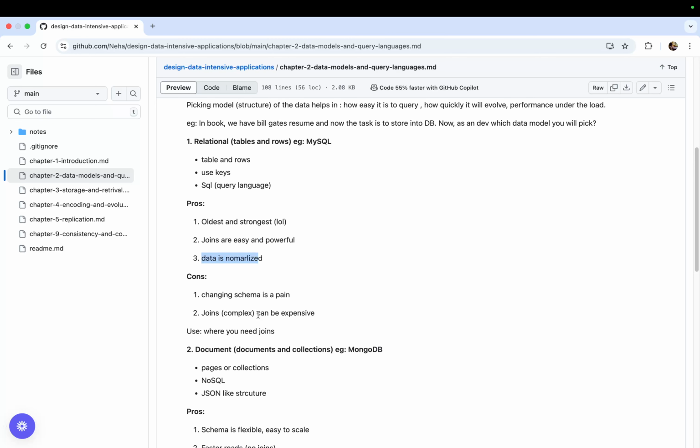Joins are easy, but if I'm gonna do any complex join, it will be expensive. So you need to think about the trade-offs. With every architect decision, there are trade-offs, so please think about it.